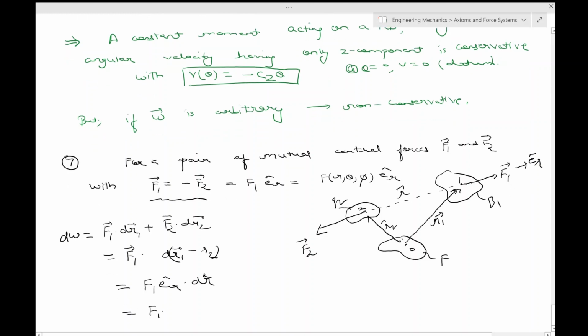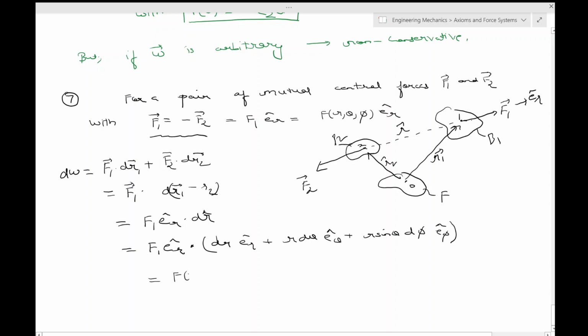Now this dot dr, so this dr in the spherical coordinate, we can write as dr er hat plus r d theta e theta hat plus r sin theta d phi e phi hat, with F of r, theta, phi. Okay, if spherical coordinate is not something which one has done, you can just ignore this particular line, it's okay.